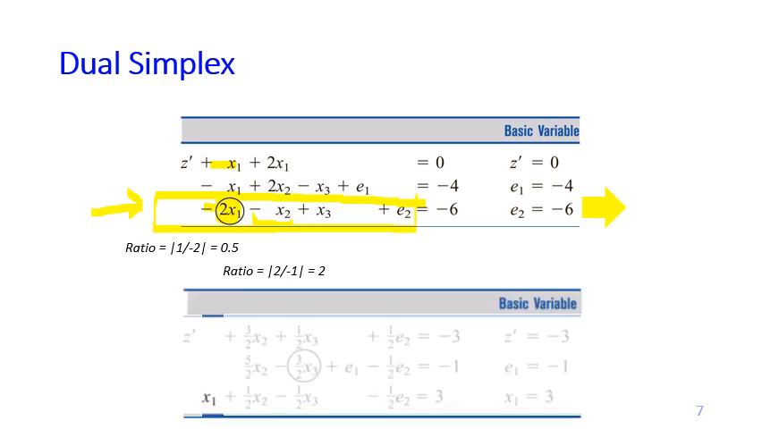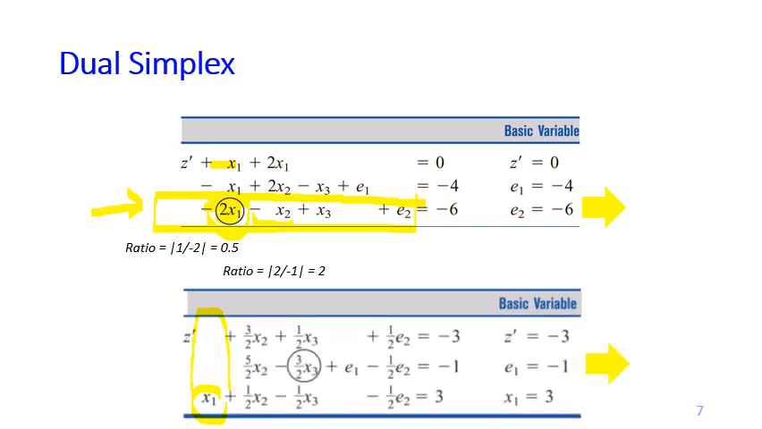So we perform ERO with the purpose of making this position have the coefficient of 1, and all other positions in that column have the coefficient of 0. So we perform ERO and then we get this table. Again, in the new table we still have a variable with negative coefficient.